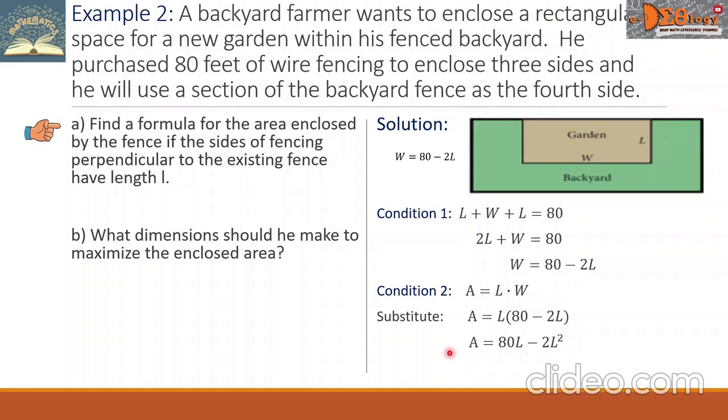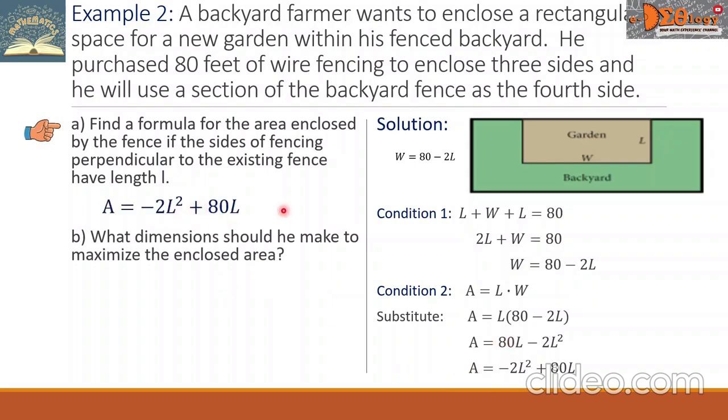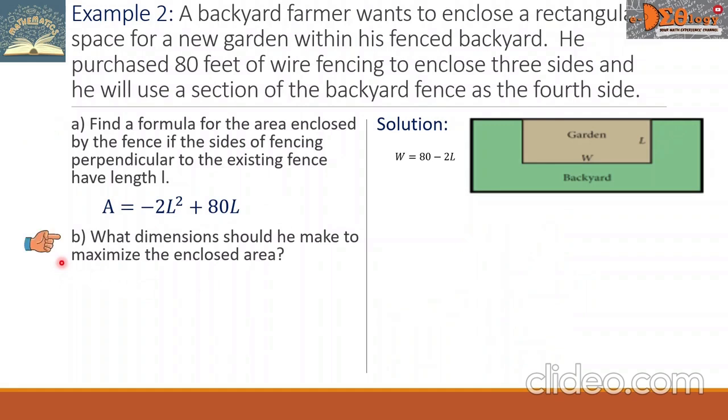Let us rewrite this equation into standard form of quadratic functions. That means the higher power should come first. So it becomes like this. A equals negative 2L squared plus 80L. This is the answer in our problem A. Let us copy this answer somewhere here. Then we go to problem B.